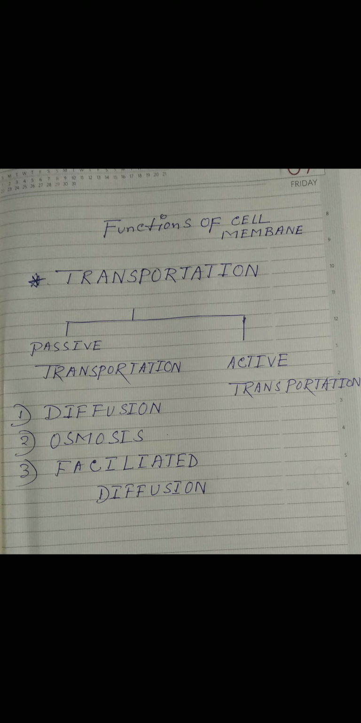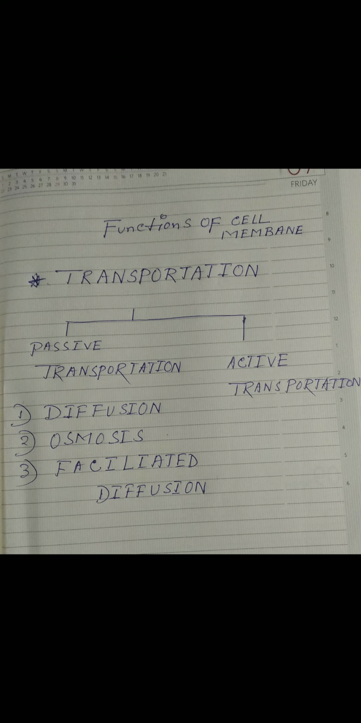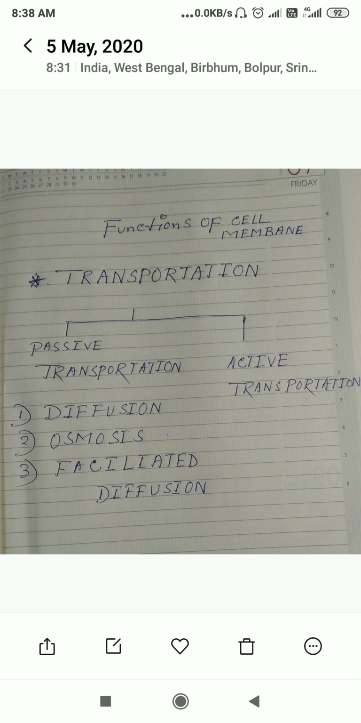Now, passive transportation can occur by following three processes. Here you can see what the three processes are. The processes are diffusion, osmosis, and facilitated diffusion. Diffusion, osmosis, and facilitated diffusion.